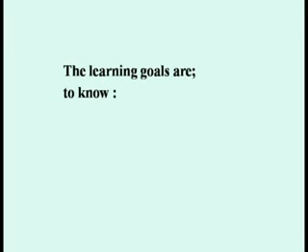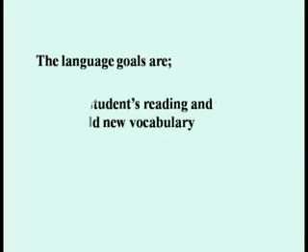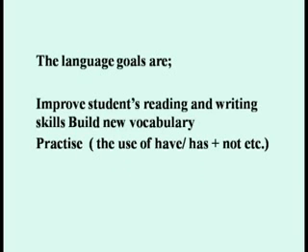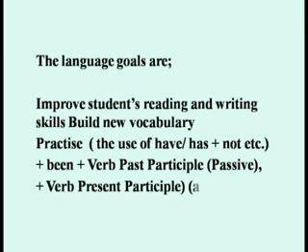Before you start learning the lesson, you need to know the learning goals and language goals of this unit. The learning goals are to give knowledge about the history of the banana plant, features of the plant, its uses and value of the fruit. The language goals are to improve students' reading and writing skills, to build new vocabulary, to study the use of have, has, been, verb past participle, passive, verb present participle, active.